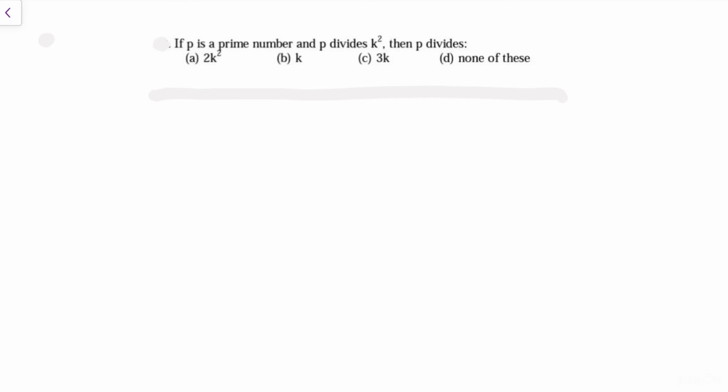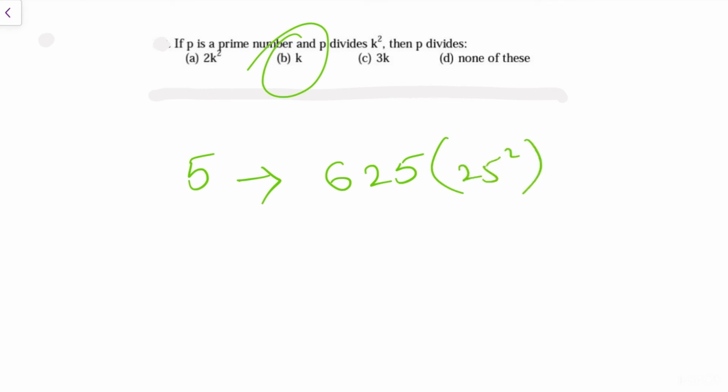Next, if P is a prime number and P divides K square, then obviously P divides K also. For example, if 5 divides 625, and 625 is actually 25 square, then 5 should compulsorily divide 25 also. Of course it divides 25. So that's why if P divides K square, then P divides K also. This is only possible if P is a prime number, otherwise it is not possible in every case.